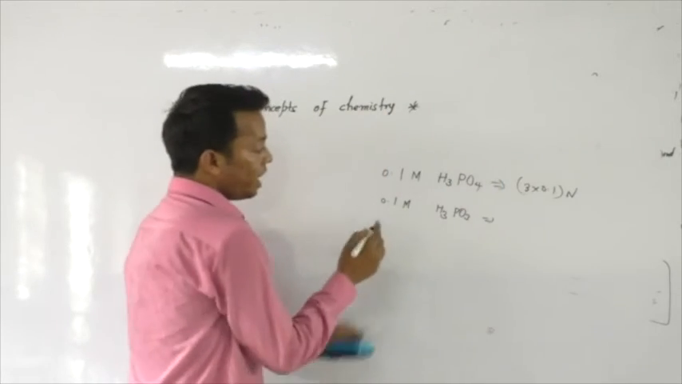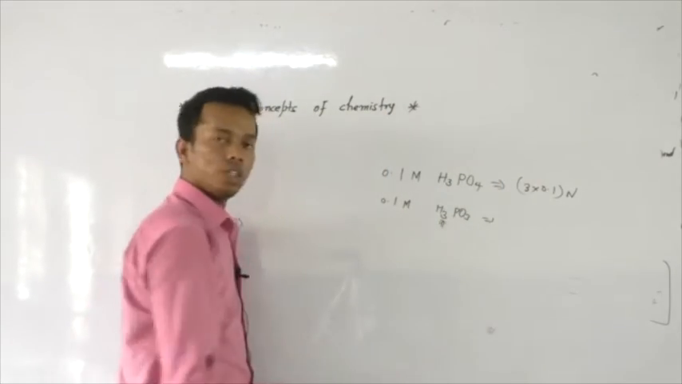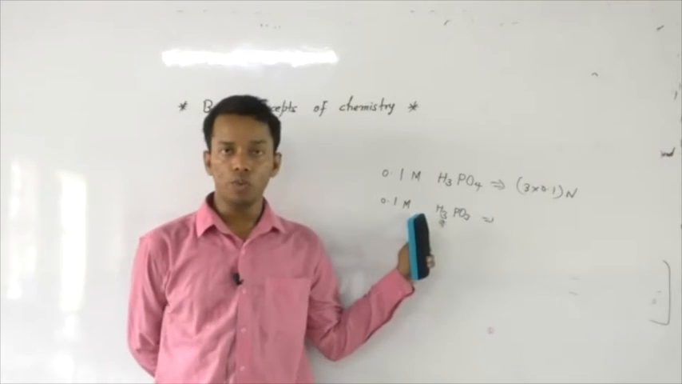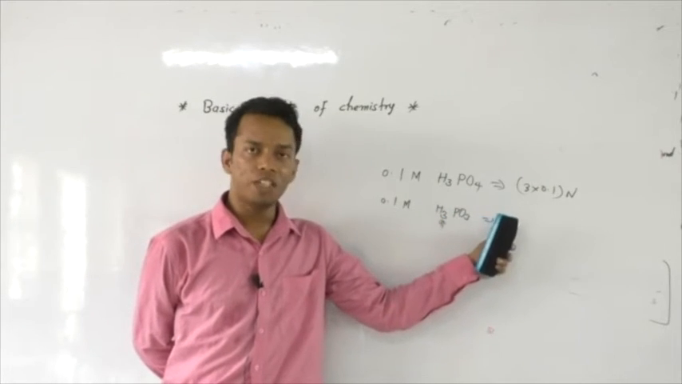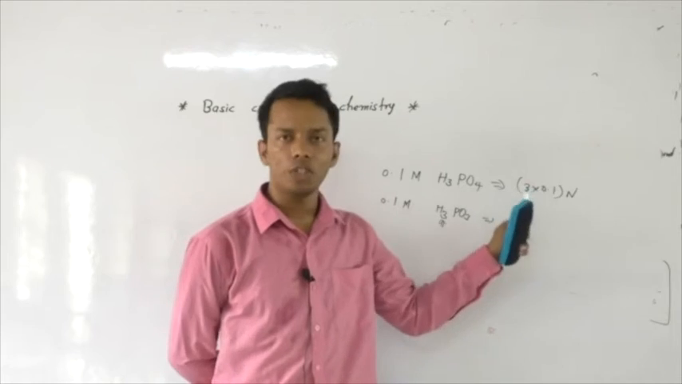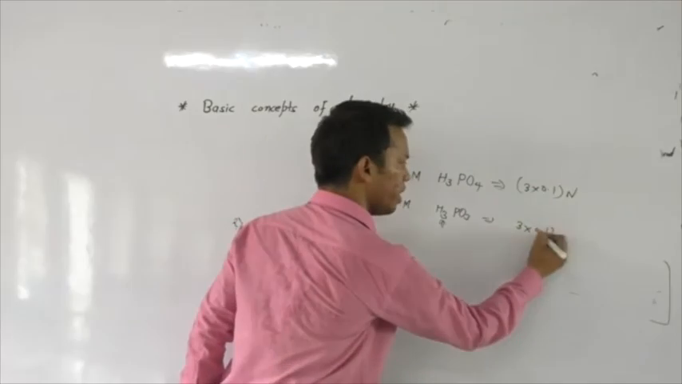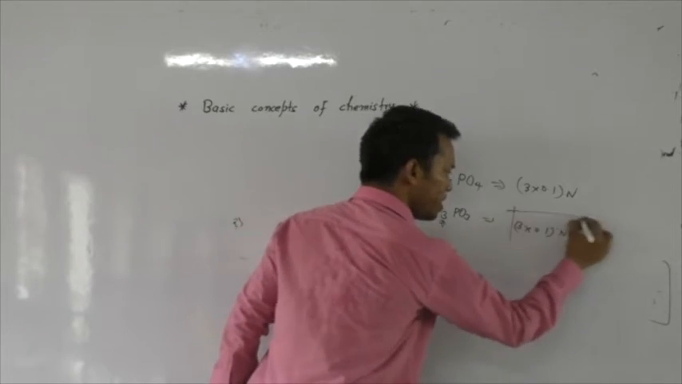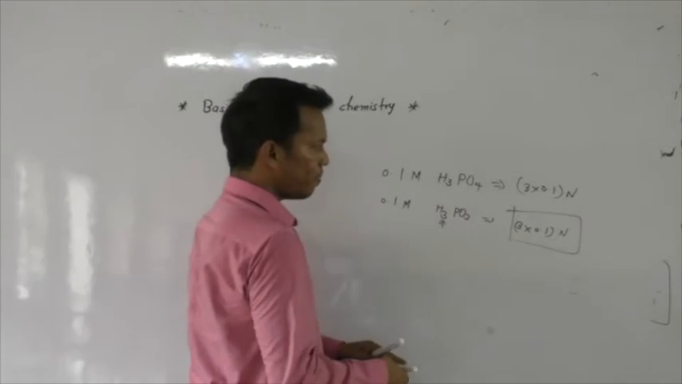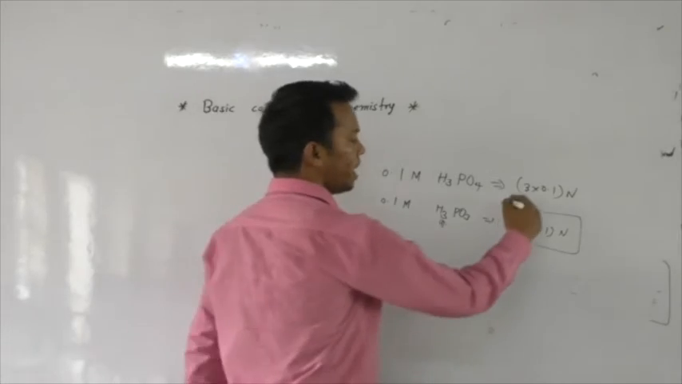But here, even now you can see 3 hydrogens, so 3H+ you will get. So if you multiply 3 into 0.1, you will get 0.3 normal. But that is not correct. Writing 3 into 0.1 normal is not correct.